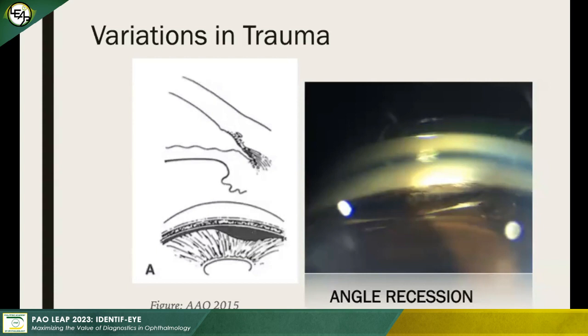So one is angle recession. In angle recession, there's a tear between the longitudinal and circular muscles of the ciliary body, as you see in the image on the left. And this will present with a widened ciliary body band. So you will see your ciliary body, but it's very wide. It's wider than any other angles. Or if you want to make sure, you can compare to the other eye, and you'll see that it has a wider configuration.